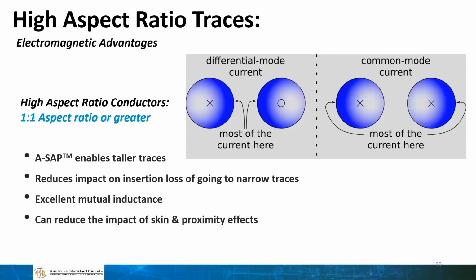So these are round conductors, but you can imagine them as rectangular. I couldn't find a good rectangular image here. One of the things I've been talking about is high aspect ratios. High aspect ratios are good for two reasons.